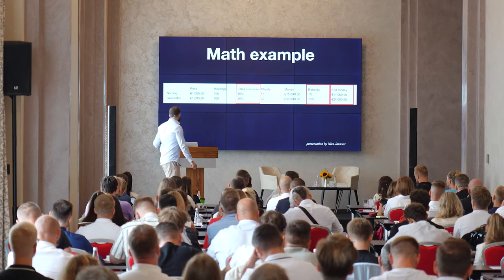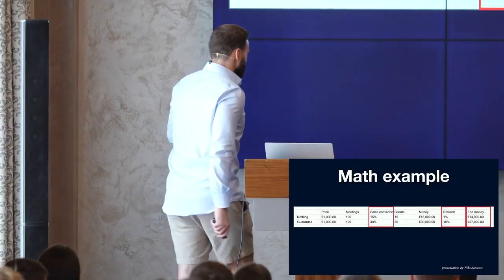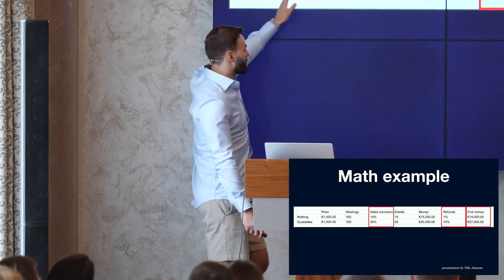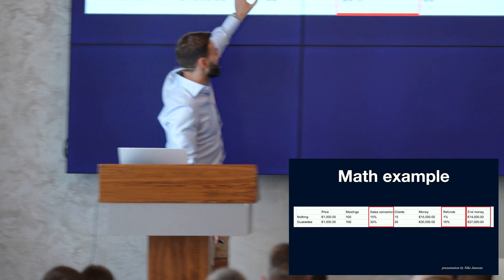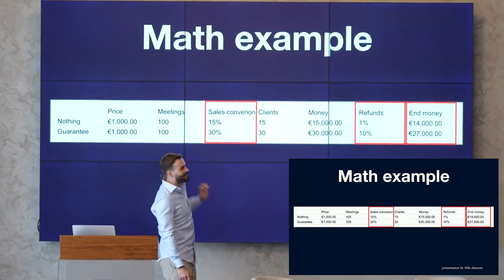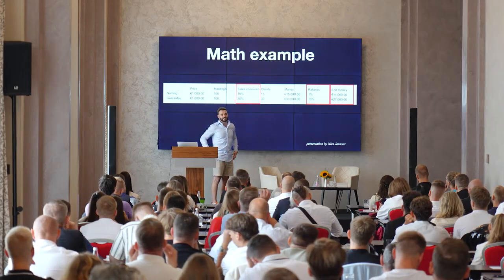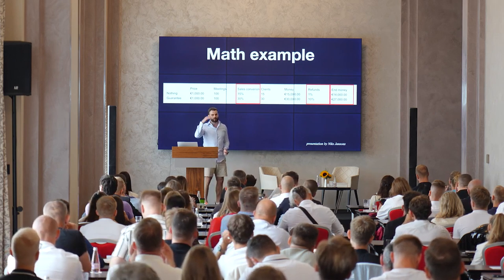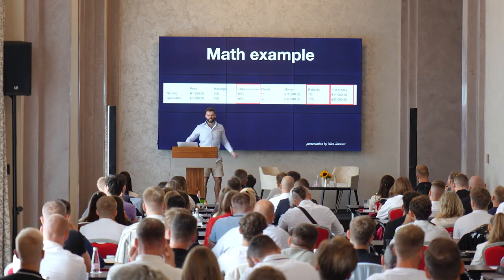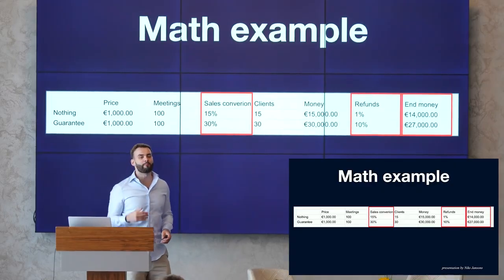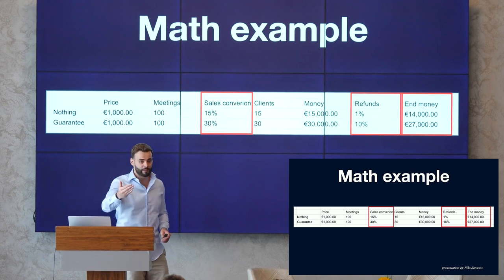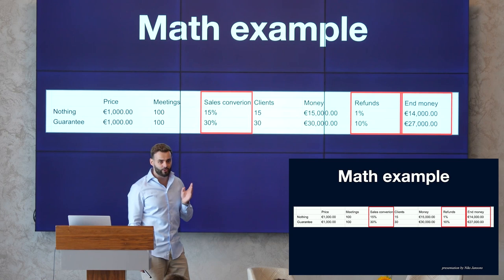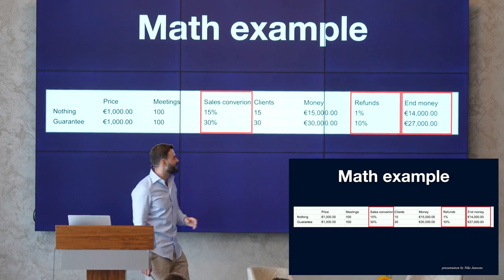So let's look at the numbers. Let's say here we have no guarantee, and here we have a guarantee. Let's say our price point is 1,000 euros. Let's say we have 100 meetings, and with no guarantee I get 15 clients, a 15% conversion rate. Now let's say you do some web services and you add this crazy guarantee. You get double the amount of sales, double the amount of people. So your closing rate right now is 30%, which is really realistic if you have a good risk reversal guarantee.